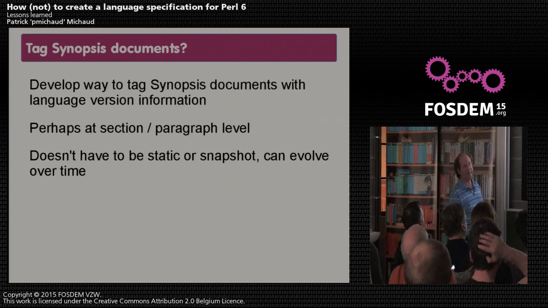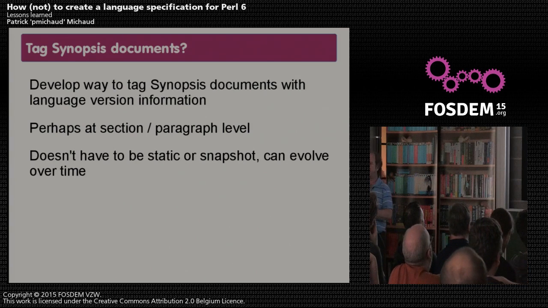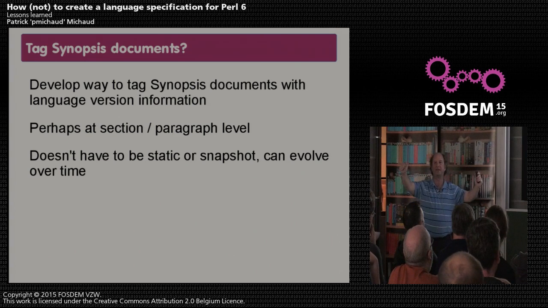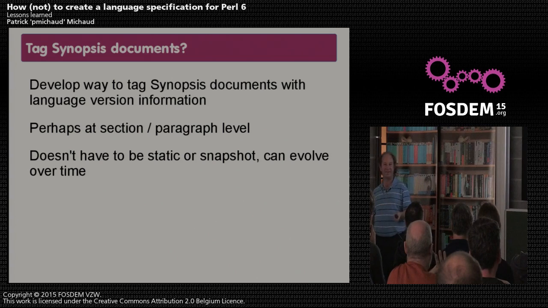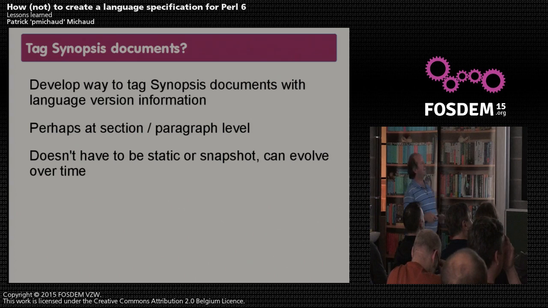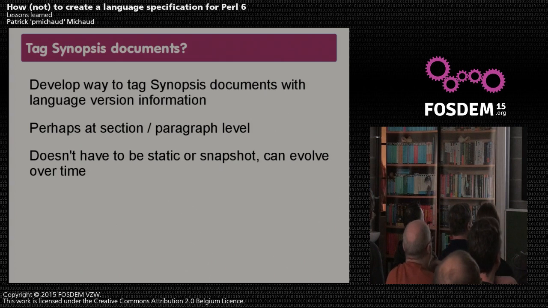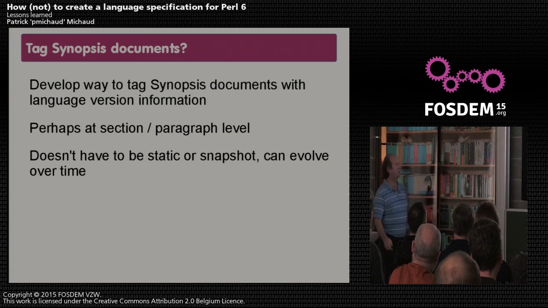And then what started me down this path was several years ago, when the synopses were largely considered to be spec, people were asking, can we get just a version of the synopses that has only the parts that work now, as opposed to what might work in the future? Because if you're reading those documents and you say, hey, here's a cool feature, and you try it in Rakudo, and Rakudo comes back and says it's not yet implemented, well, that's kind of annoying. So I would like to find a way to tag the synopses documents with language version information. And the idea I had was doing it at the paragraph level a couple of years ago. And I wanted to write a tool, a proof of concept tool. I just never got around to it.